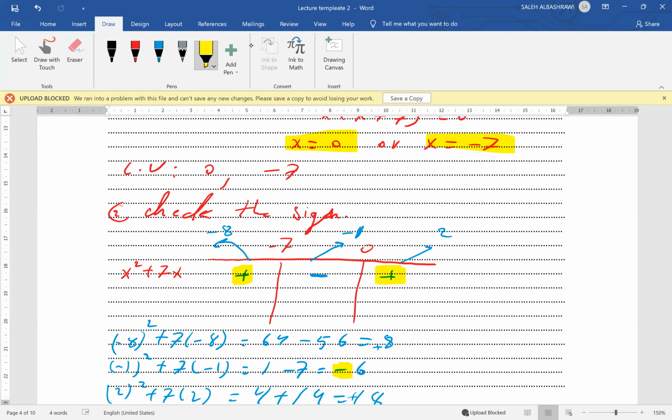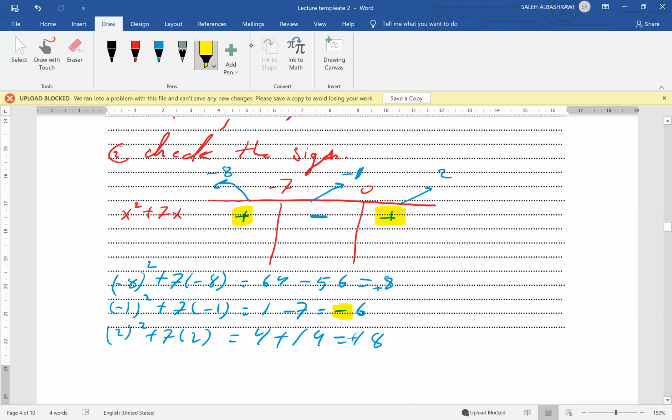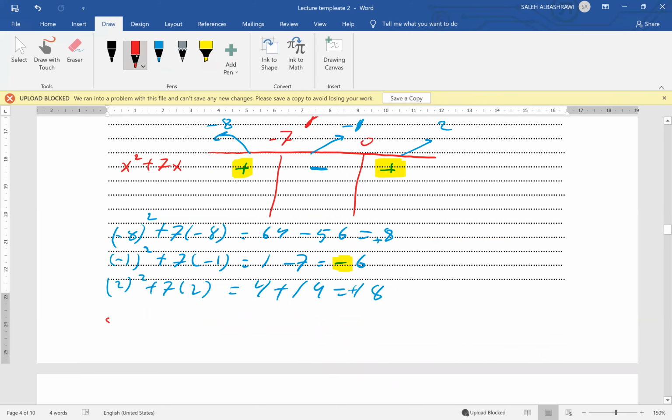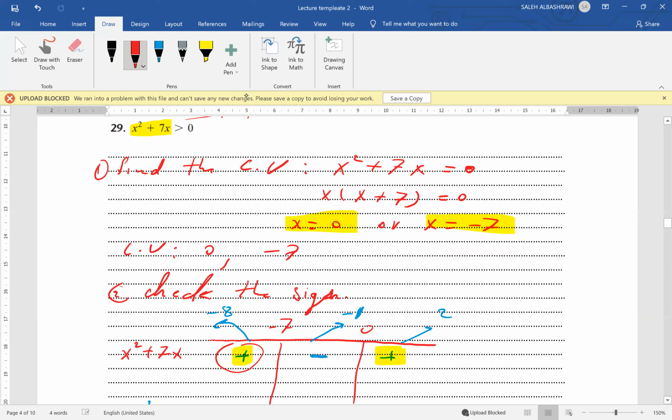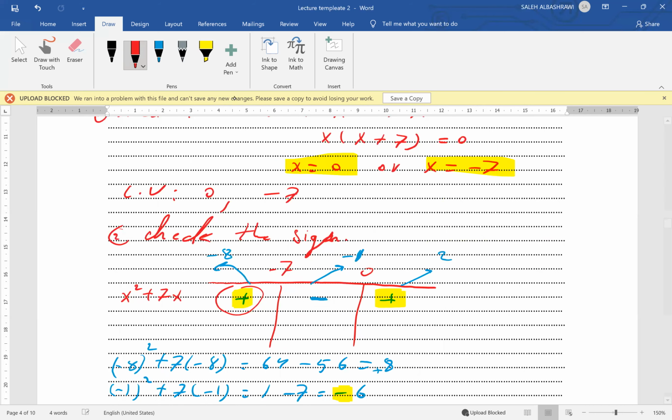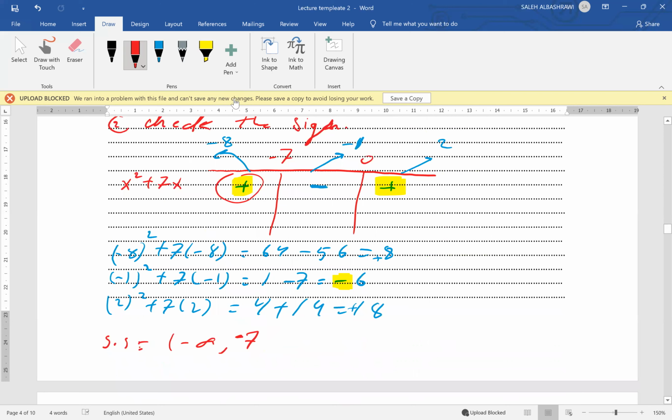I will choose the positive sign. Then I will say, now the solution set for this inequality, it is the positive, which is given by the interval. This interval is from minus infinity to minus 7 open, because I have greater than without equal. So it is open interval. Again, minus 7 is not closed. It is open because I have only greater than.